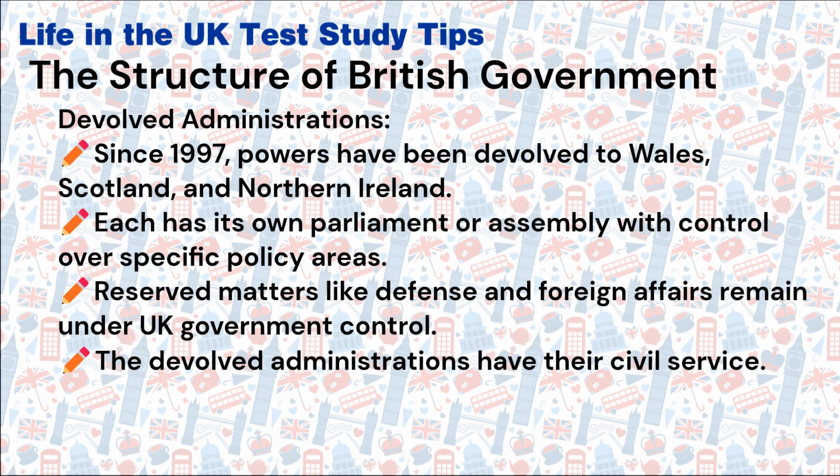Devolved administrations. Since 1997, powers have been devolved to Wales, Scotland, and Northern Ireland. Each has its own parliament or assembly with control over specific policy areas. Reserved matters like defence and foreign affairs remain under UK government control. The devolved administrations have their own civil service.